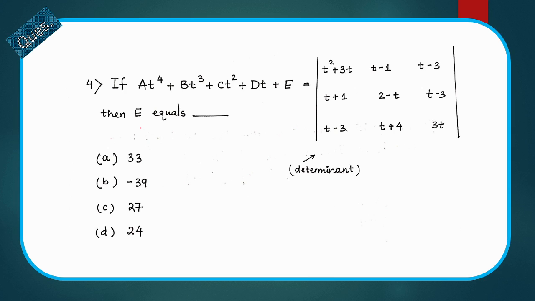The answer is 0. Coming to the next question, it is a very typical objective question where the question looks big but you will get the answer in just a few seconds. So the question is, if at^4 + bt^3 + ct^2 + dt + e equals the determinant of t^2+3t, t-1, t-3, t+1, 2-t, t-3, t-3, t+4, 3t. Here the determinant value is given, this equation equals this determinant value. Then calculate e. These are the options: 33, minus 39, minus 27, 24. So how do you solve this?